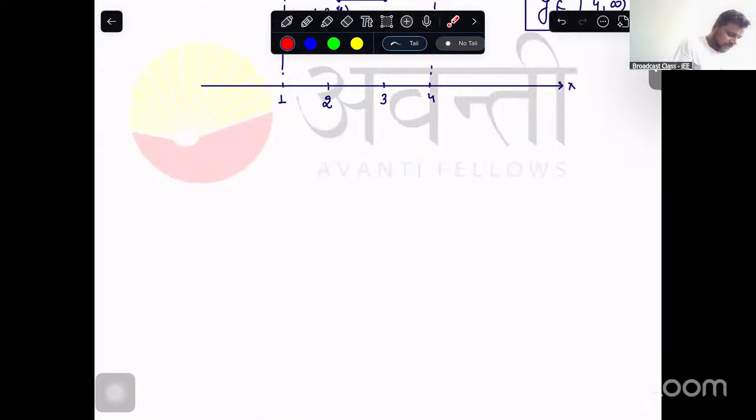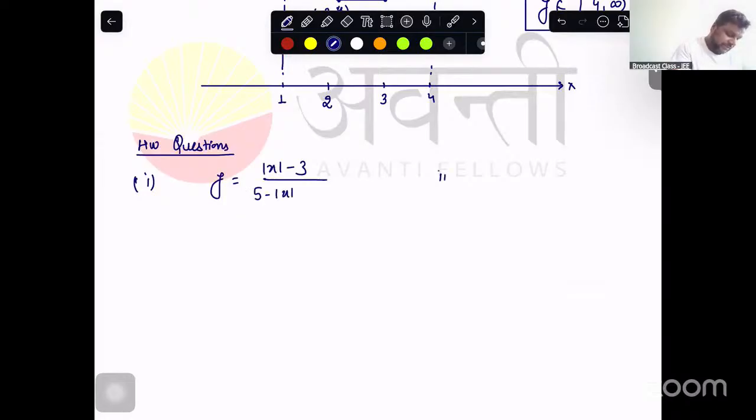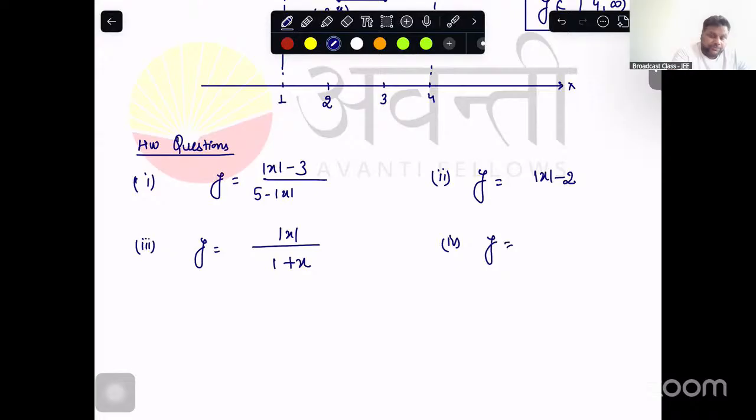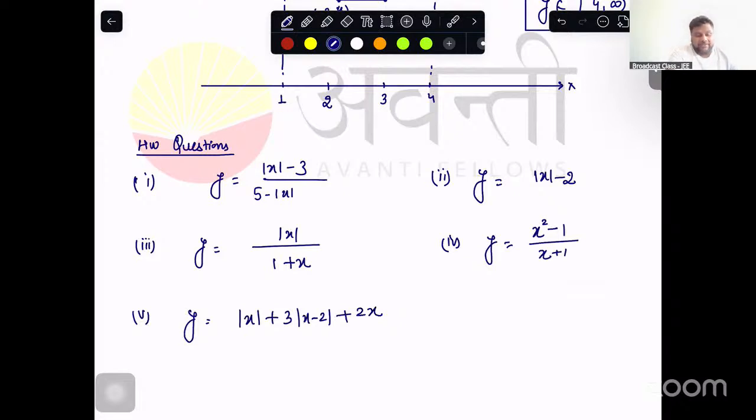Okay, write down 2 or 3 homework questions. First is y equals mod x minus 3 upon 5 minus mod x. Second is y equals mod x minus 2. Third is y equals mod x upon 1 plus x. Fourth is y equals x square minus 1 upon x plus 1. Fifth is y equals mod x plus thrice of mod x minus 2 plus 2x. That's it. These 5 questions will be your homework.